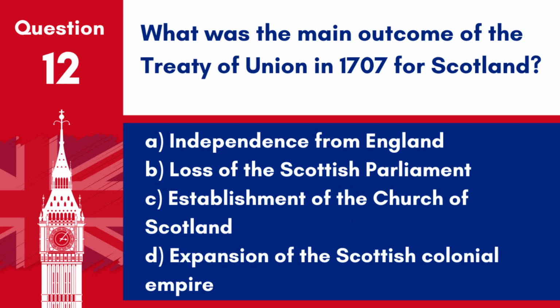Question 12. What was the main outcome of the Treaty of Union in 1707 for Scotland? A. Independence from England. B. Loss of the Scottish Parliament. C. Establishment of the Church of Scotland. D. Expansion of the Scottish colonial empire.